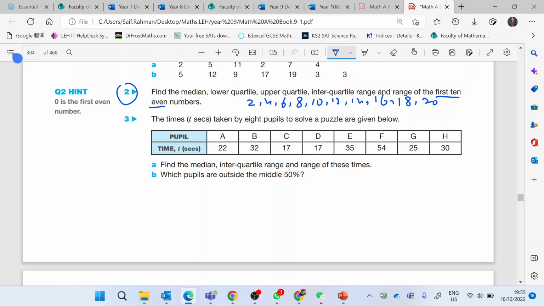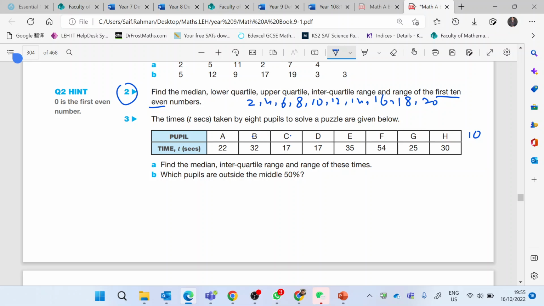The times taken by 8 pupils to solve a puzzle are given. So this is pupil A, 22, B, this one, C, D, E, F, and so many. 10 students are here. Find the median and interquartile range. So in this, again, put all the times in ascending order, and then find the median and interquartile range of the times.